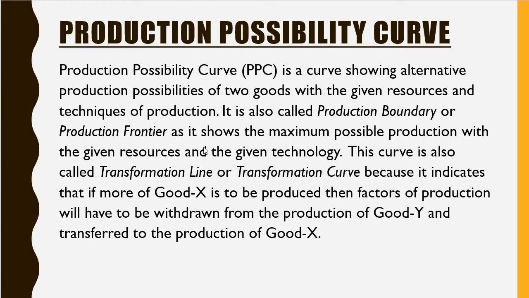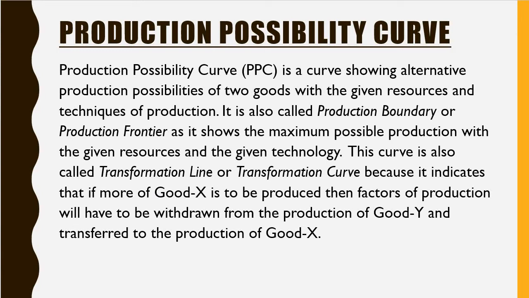Now, there is another name, that is transformation line or transformation curve. This word transformation is used over here because, as I've already told you, only two goods are to be produced with the given resources. So if the production of one particular good has to be increased, then the production of the other good has to be reduced so that a certain amount of resources can be shifted. Over here the example is about good Y. So certain amount of resources can be shifted from good Y to good X. So resources are going to be transformed from good Y to good X.